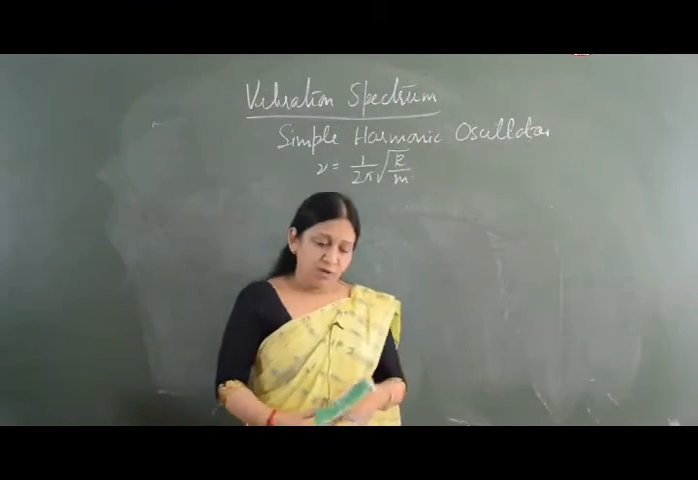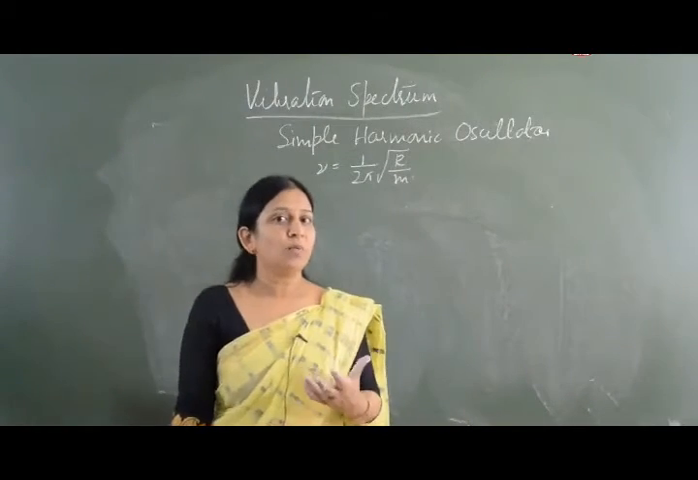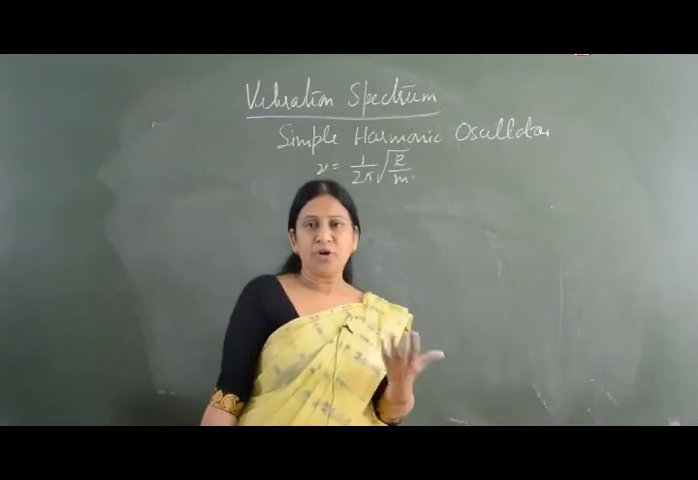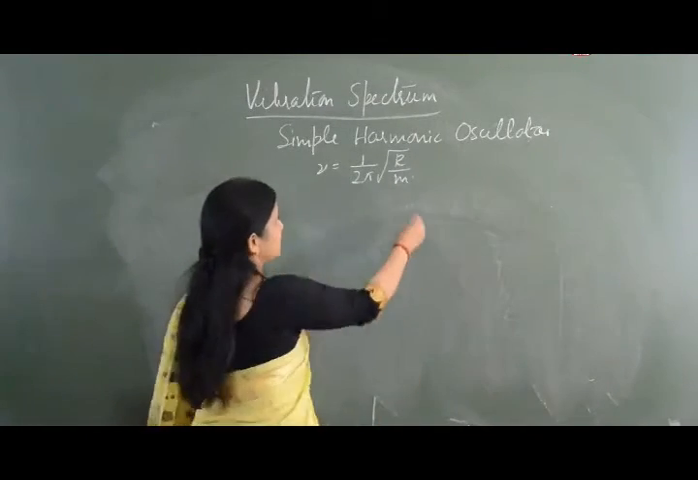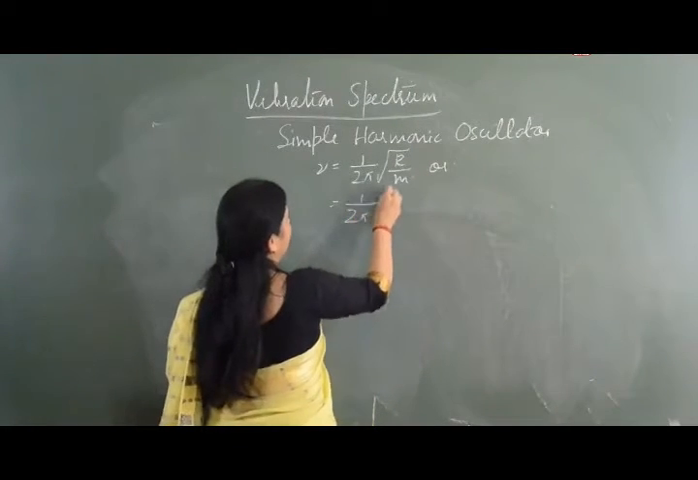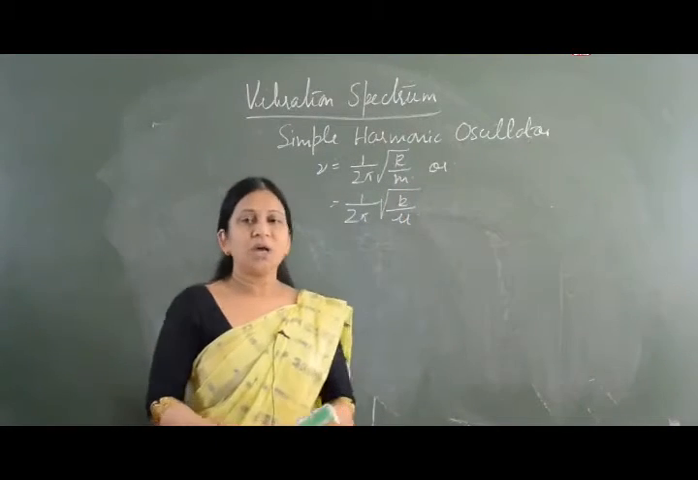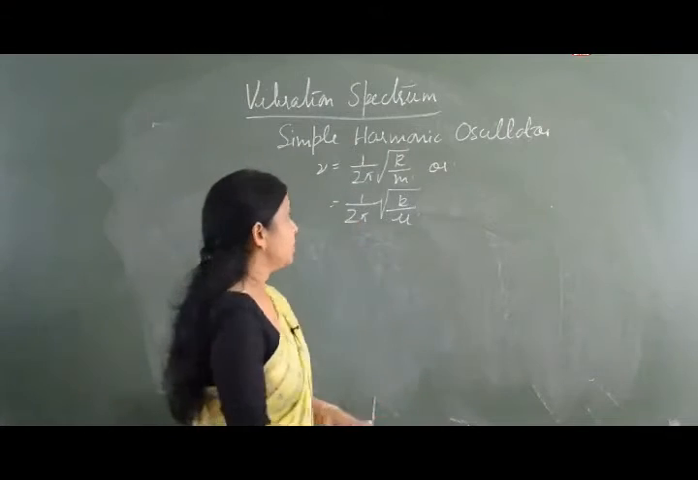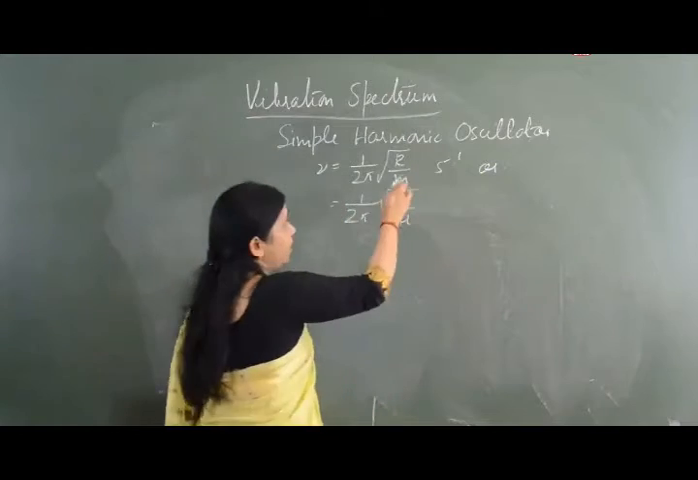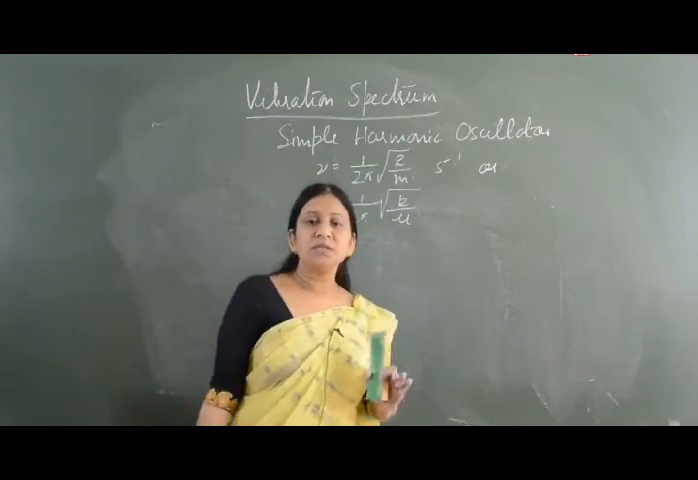Now if the vibrating simple harmonic oscillator is a diatomic molecule, then this m can be replaced by mu, the reduced mass, as we have done in rotational spectra. So this equation can also be written as 1 over 2 pi under root k over mu. So mass is replaced by mu because we are considering a diatomic molecule. Now here the frequency is in seconds inverse.